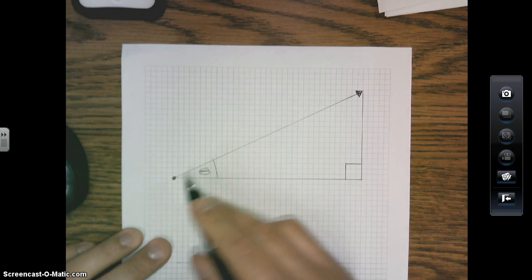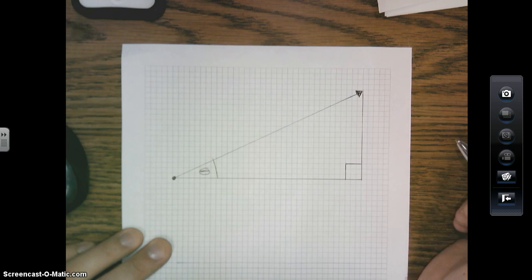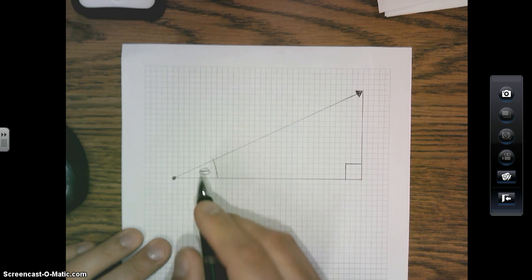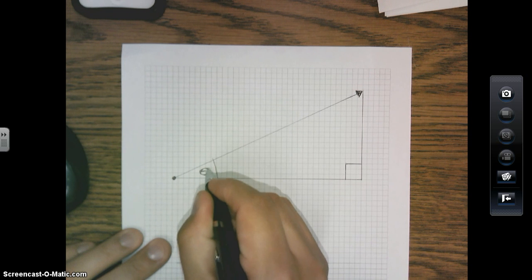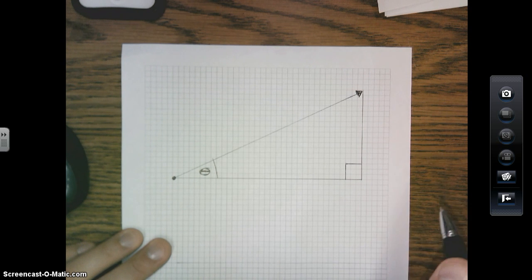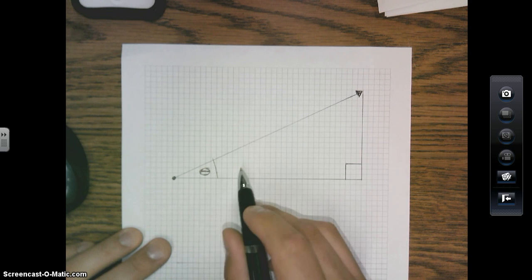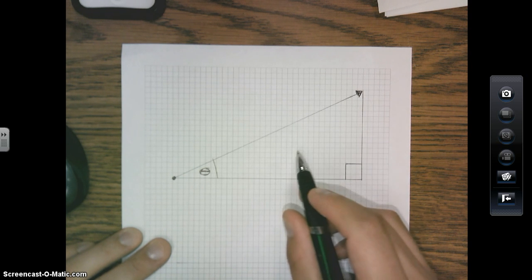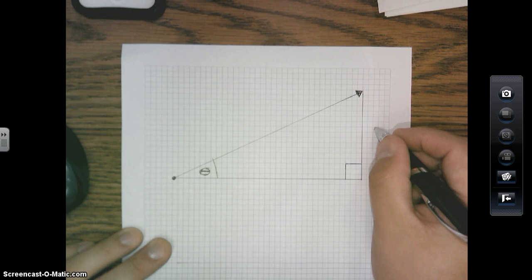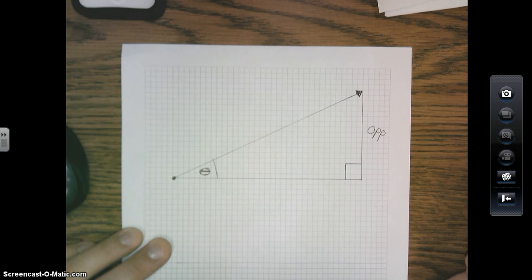But if I look at my right triangle here, there's an angle, theta, given. You probably recognize that symbol, the Greek letter theta, typically used to show an angle. Remember that the side that's always opposite of the angle is referred to as the opposite side.